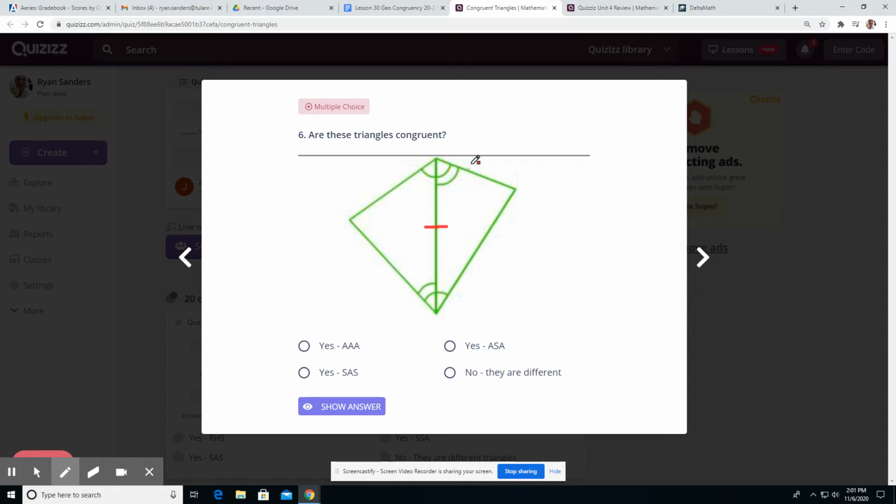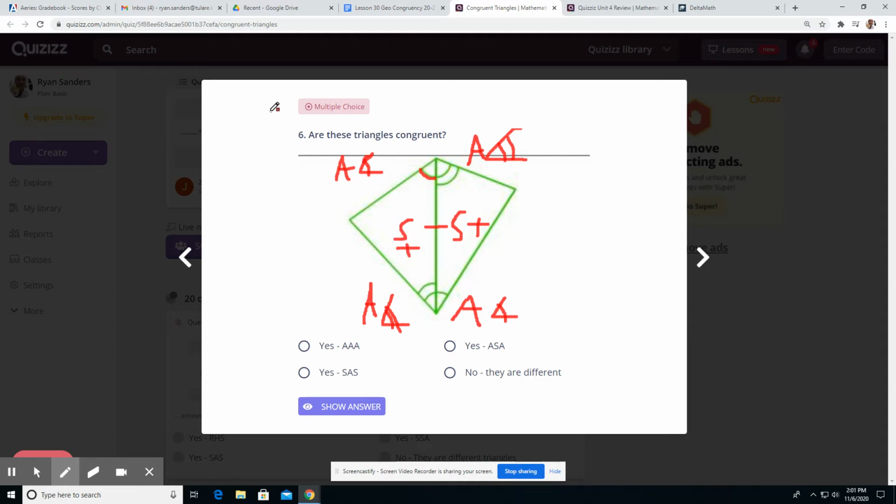It's good for that triangle. So we got an angle with 2 dashes on it. We got an angle with 1 dash on it. And we got the side with 1 tick mark. Do the same thing on the other one. Here's an angle with 1 dash. Here's an angle with 2 dashes. And here's the side with 1 tick mark.